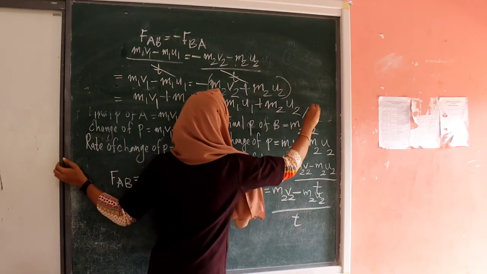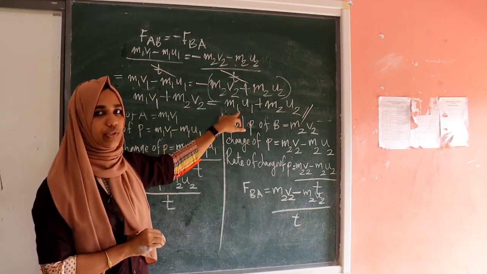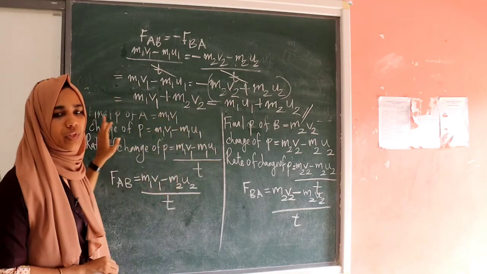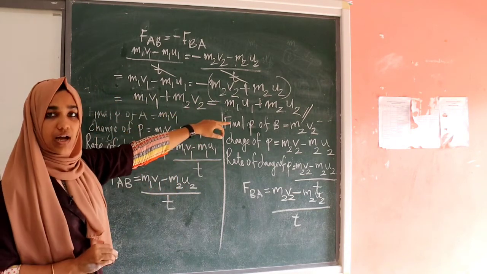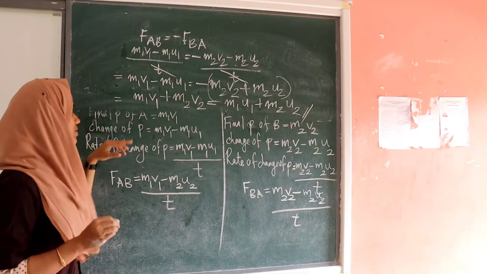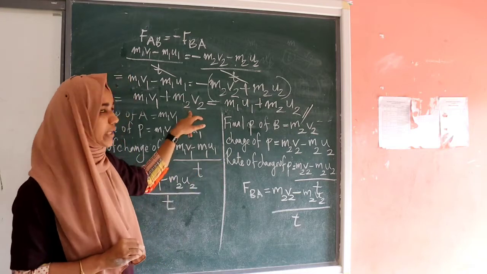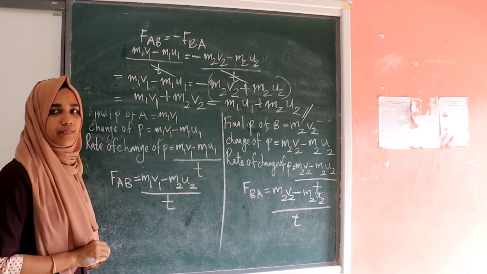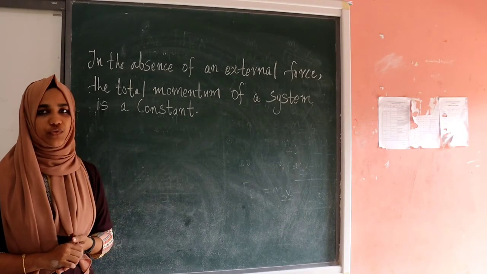So we can say final momentum is equal to initial momentum. Is it clear? So total momentum before collision is equal to total momentum after collision. We can conclude from this that total momentum before collision is equal to total momentum after collision. So we are going to state the law of conservation of momentum.